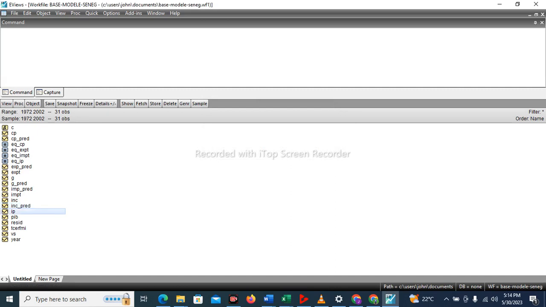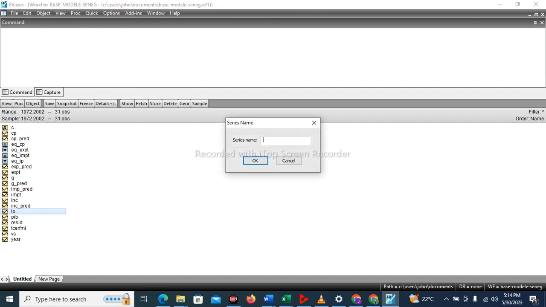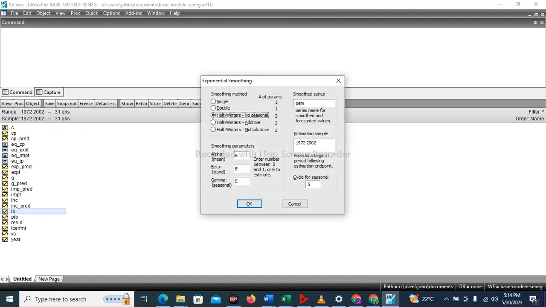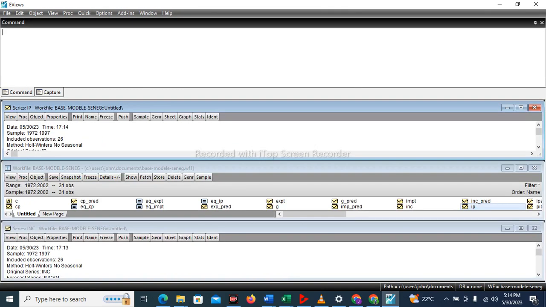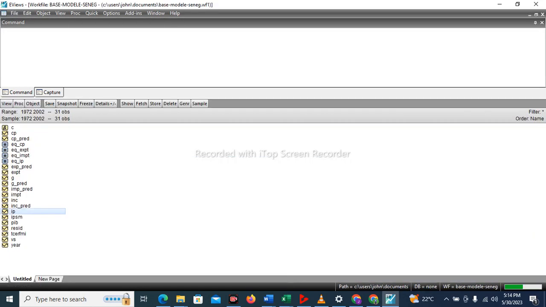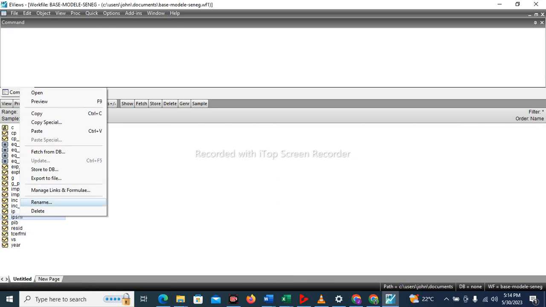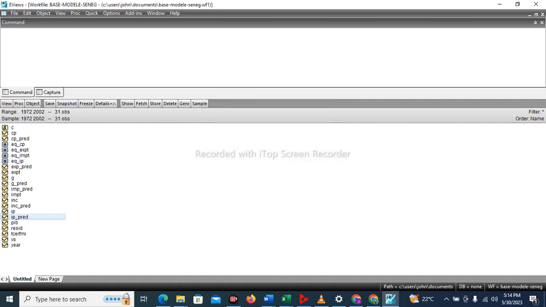Then we have private investment as our next parameter. Series statistics, exponential smoothing, IP, okay. It was also not stationary, therefore we use Holt-Winters not seasonal, okay. Then we have it, let's see, and so you can see it's not a difficult task to do. It's very simple as long as you understand what you are doing. So this one is a prediction. So of course now you have it there.